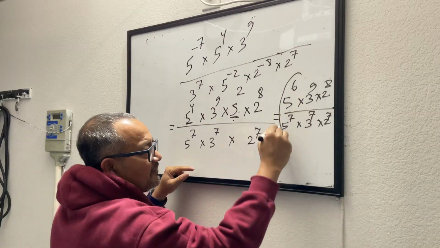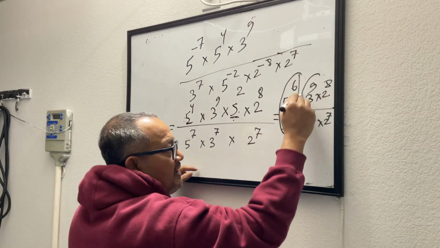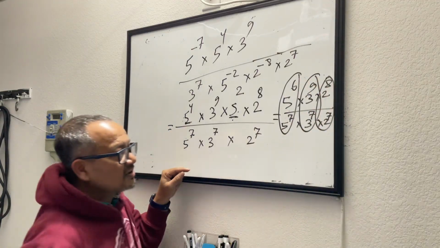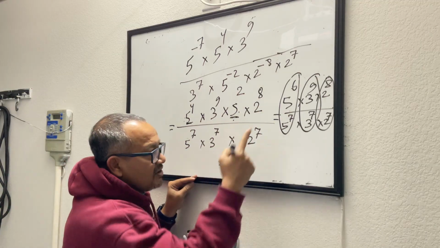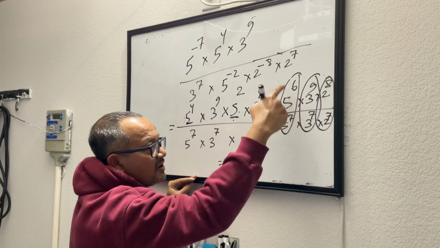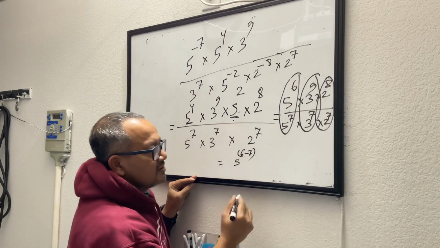Now deal with the numbers from the same family. 5 to the power 6, 5 to the power 7. 3 to the power 9, 3 to the power 7 together. This and this together. 5 to the power 6 divided by 5 to the power 7. When you divide the exponents, it becomes something to the power a minus b. 5 to the power 6 minus 7. This is the first one.